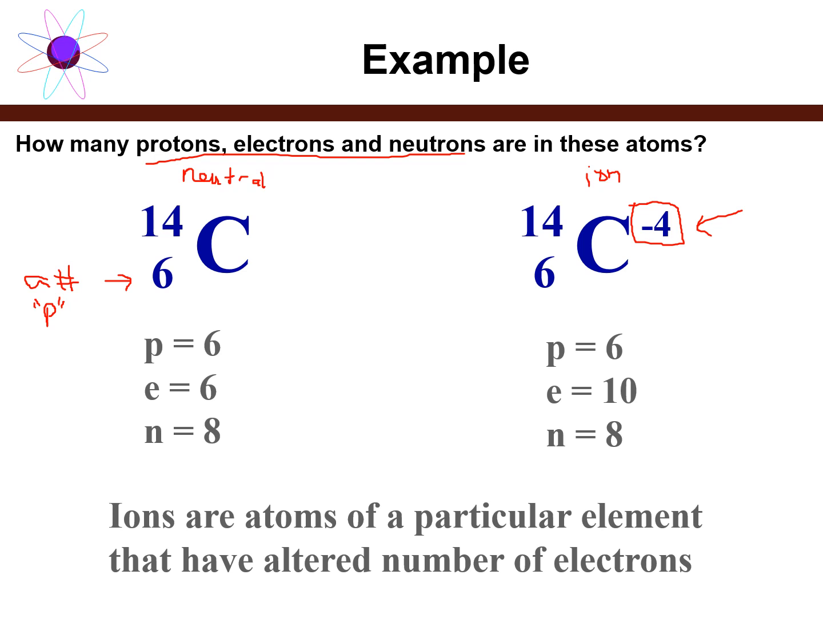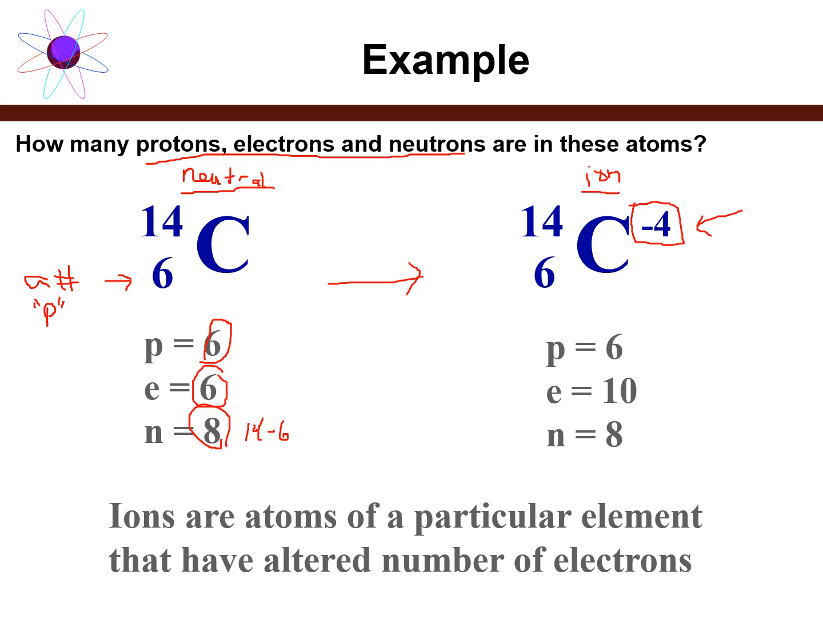Okay, now if this atom is neutral, that means that the number of protons, which is 6, equals the number of electrons. And then how do we get the number of neutrons? We're going to take the mass, 14, subtract 6, and we'll get 8 neutrons, which we've already covered. Okay, let's go ahead and move over here to the right-hand side to our ion.